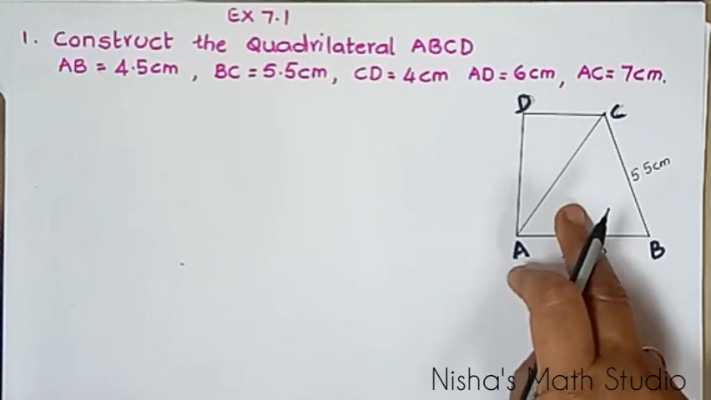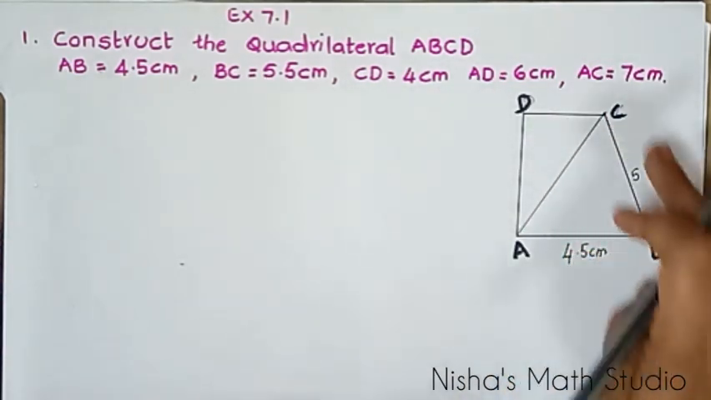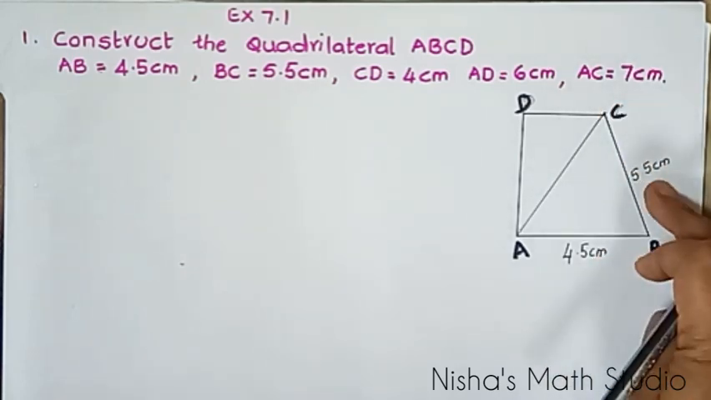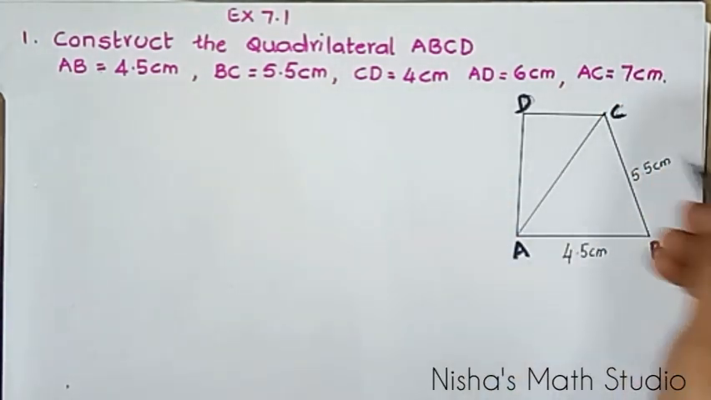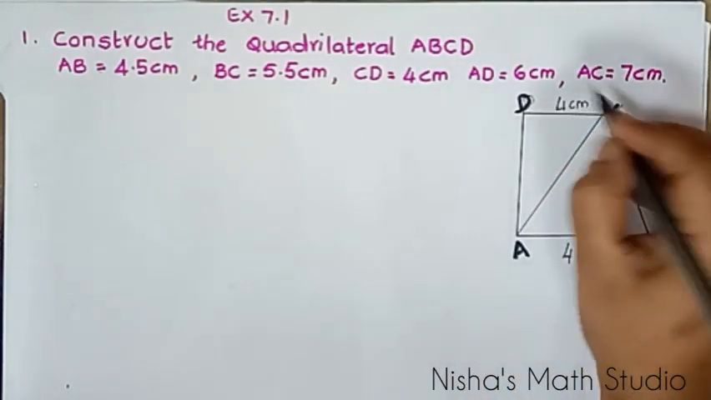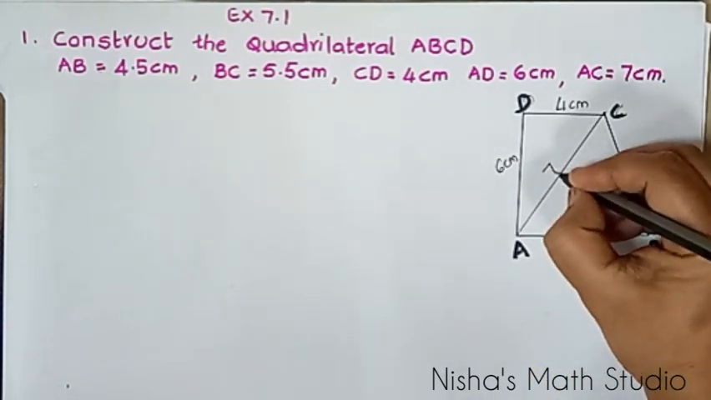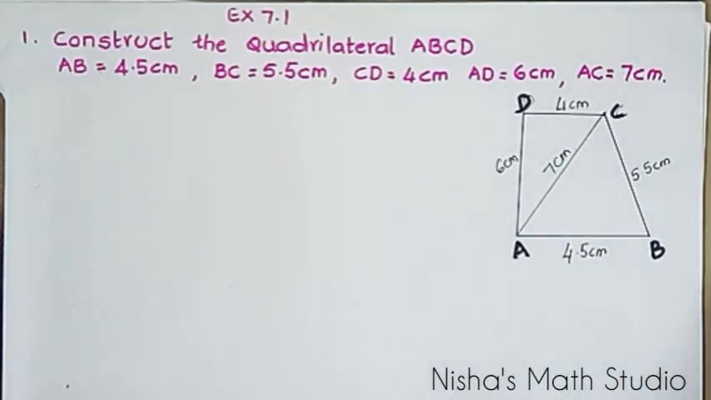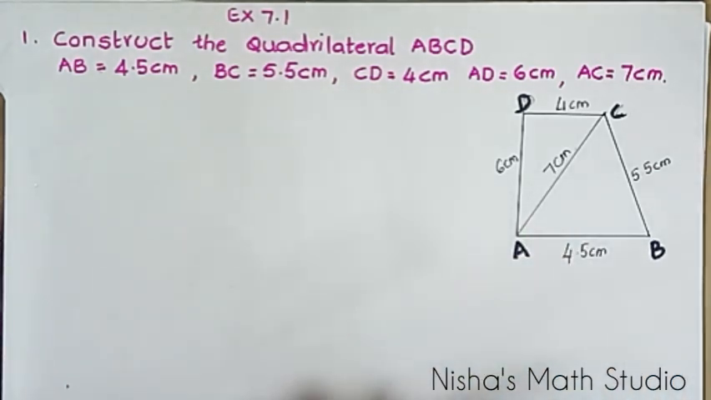The rough sketch need not have the actual measurements. Remember, it is just the rough sketch. This distance is not actually 5.5. That we are going to do when we do the real construction. What about CD? It is 4 centimeter and AD is 6 centimeter. The diagonal AC is 7 centimeter. Now looking at this diagram, we will draw the actual quadrilateral.